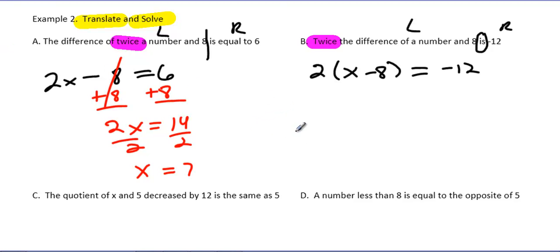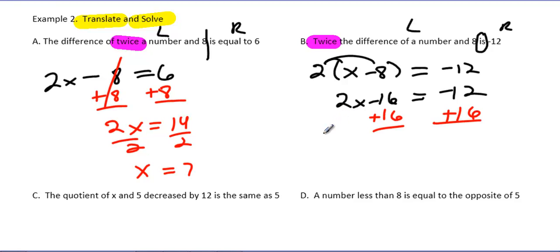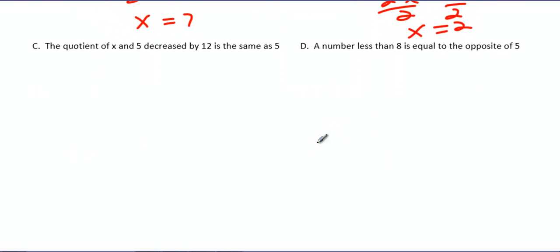Alright, so now we can go ahead and solve this thing. We're going to simplify first, and then go back to our steps for solving. And again, you'll notice we're going to end up with a very different answer because it was translated differently. So now this answer is 2 instead of 7. All right, 2 more to go.